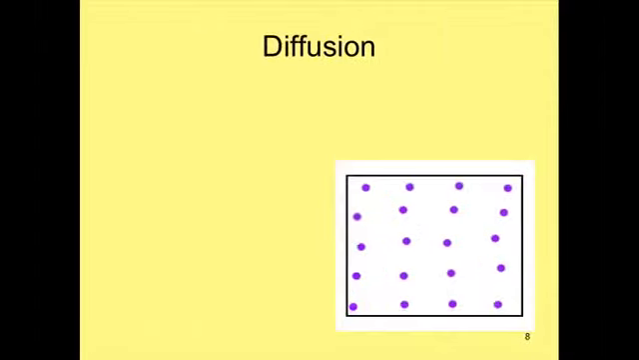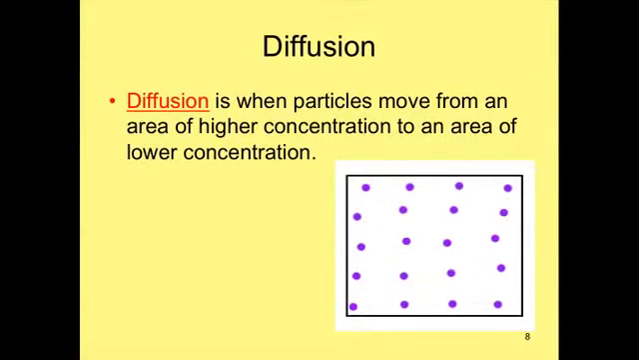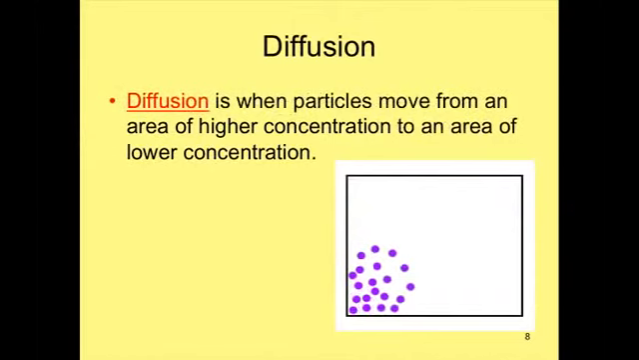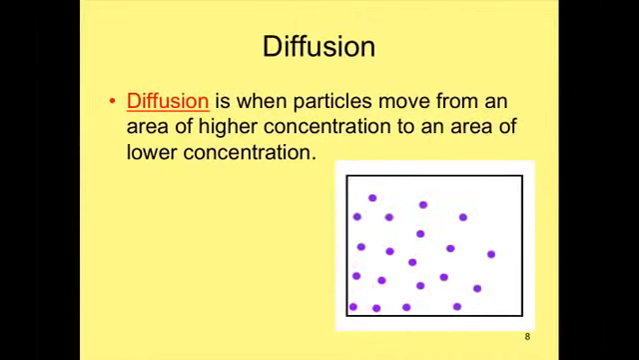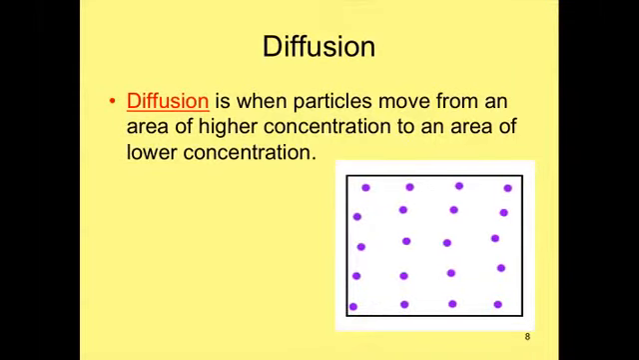The first thing you're going to learn about is diffusion. Diffusion is when particles move from an area of high concentration to an area of low concentration. Now I'm going to back up the video so you can watch this again. You notice that the particles are very concentrated in the corner and then they spread out. So once again, diffusion is when particles move from an area of high concentration to an area of low concentration.